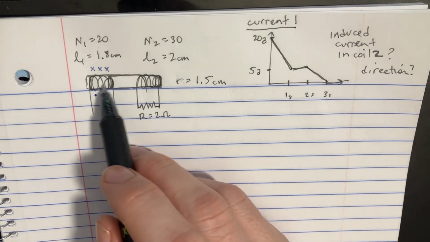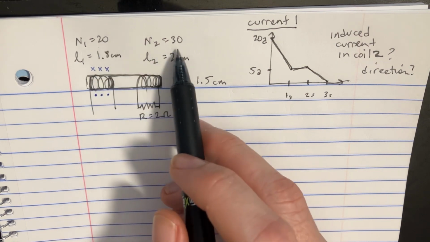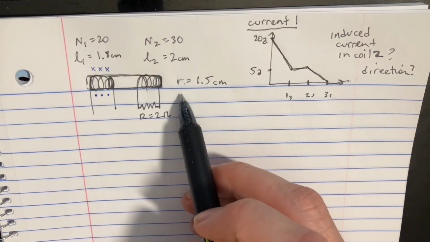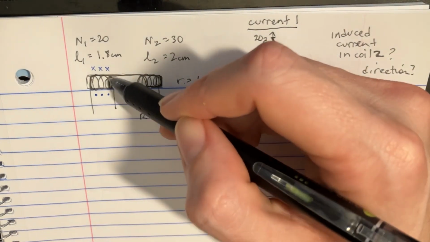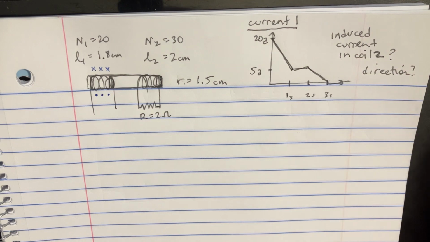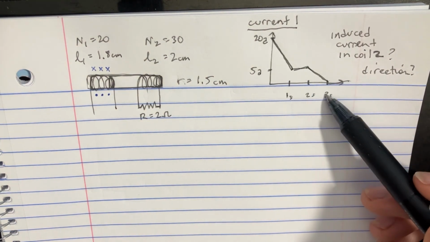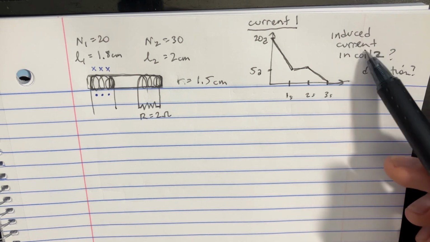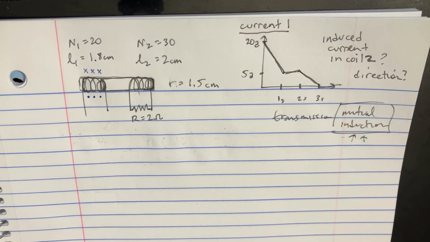We've got two coils wrapped around this little cylinder here. The first one's got 20 turns, the second one's got 30 turns, and they would both have the same area if they're going to be coaxial along the same cylinder. They'll actually have the same area, so that's nice. And we're given the current 1 in terms of time, and we're looking to figure out what the induced current is in coil 2, and the direction as well.